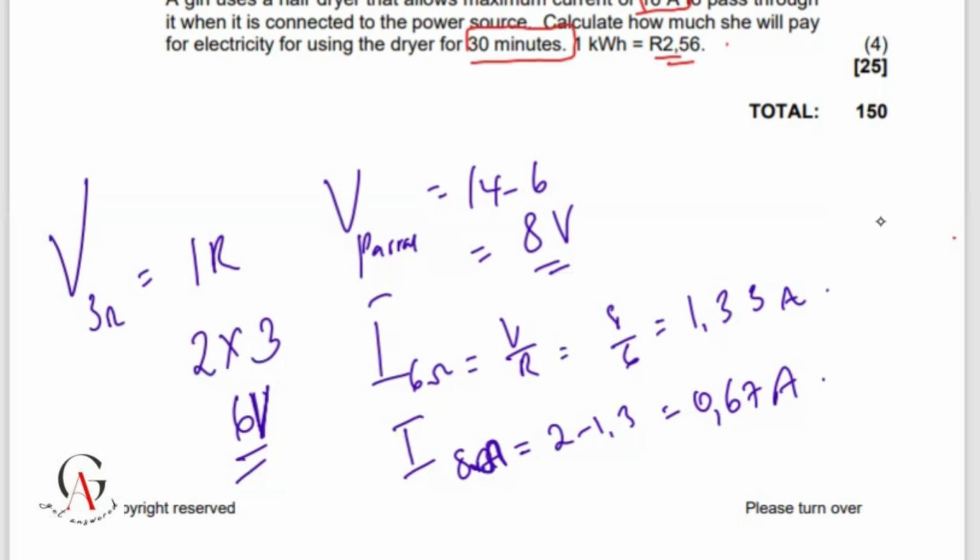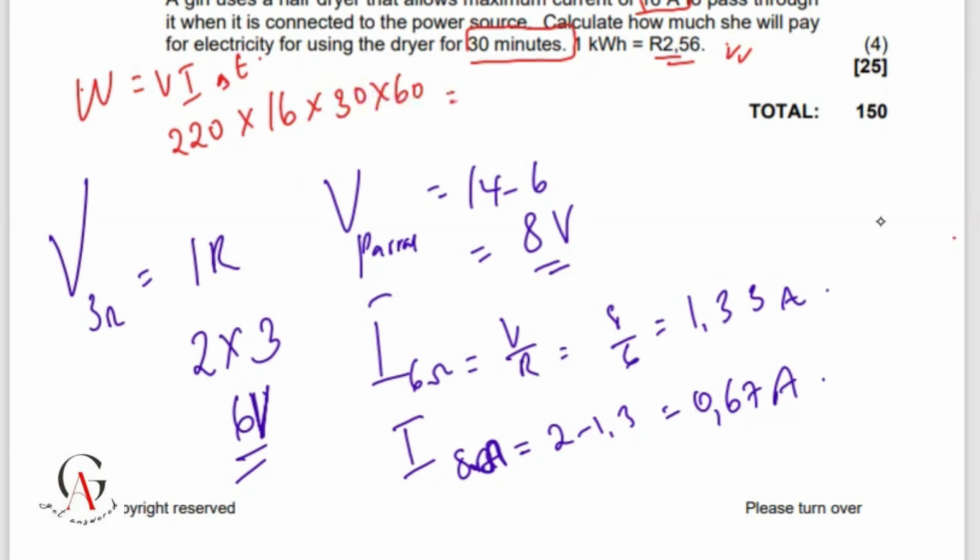Okay. So what we can do, we can just apply the same thing. You can say that the work done can be VI multiplied by delta T. If we can get the amount of work done, then we can multiply by the cost. So the voltage is going to be 220. The current is 16. The time is 30 minutes times 60, because we need it in seconds. So that's going to be 220 times 16 times 30 times 60. This gives me 6,336,000.